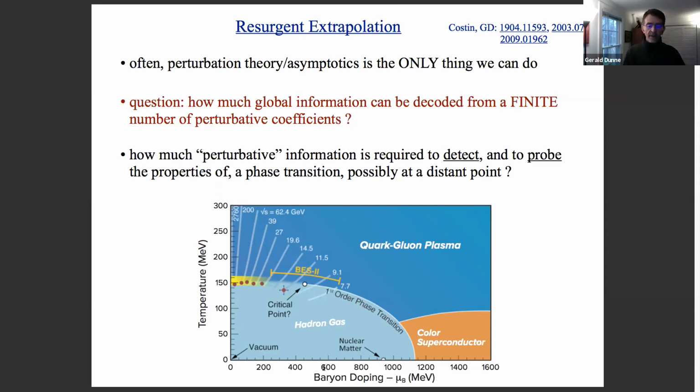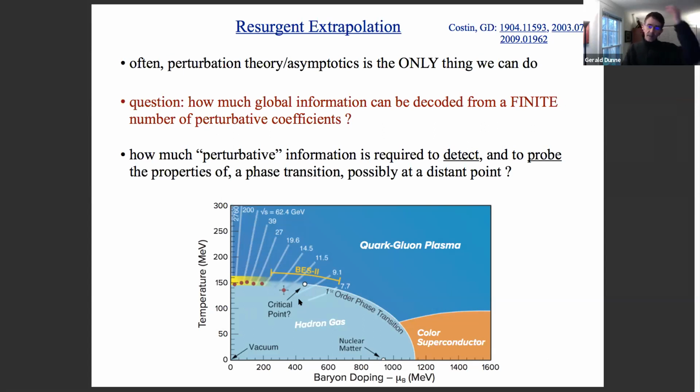So the idea to think of here is, this is a very interesting point, theoretically and experimentally, this potential critical point. But suppose you only know how to do expansions around here or around here. Can you somehow use that information to learn something far away? Okay, so this is a pretty radical question, and there's a surprising answer to it.